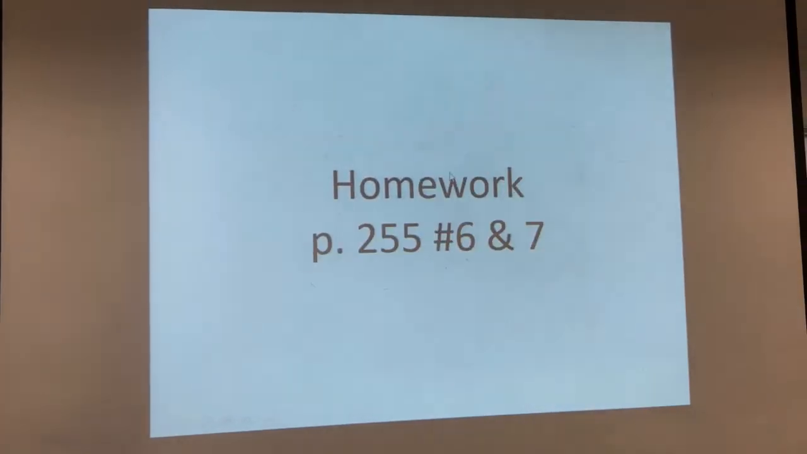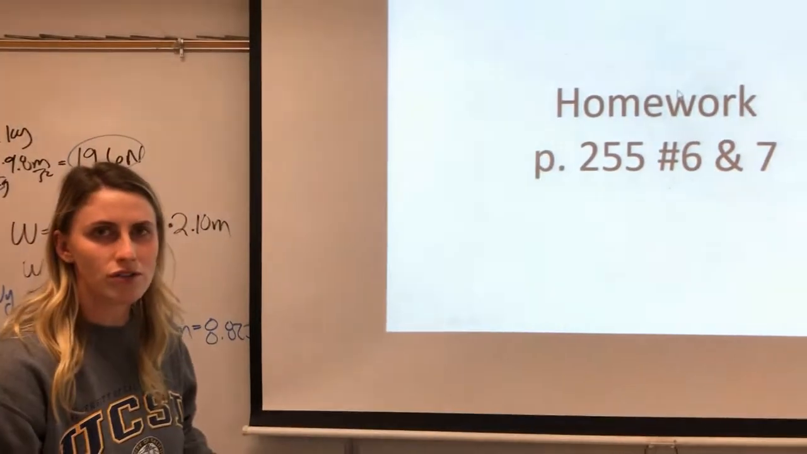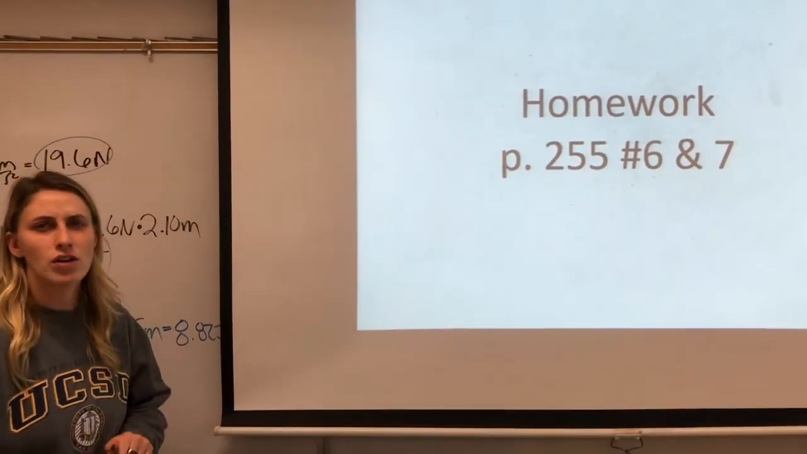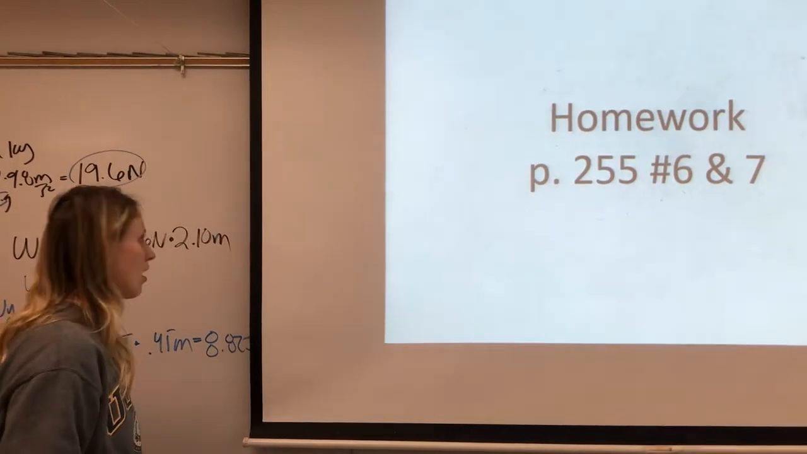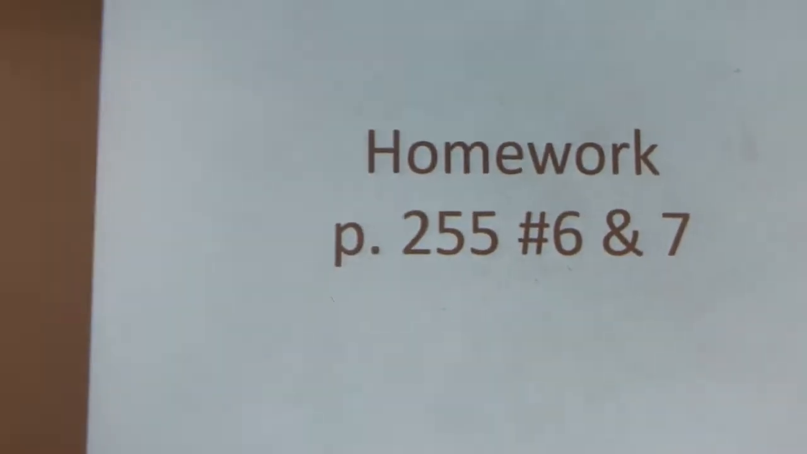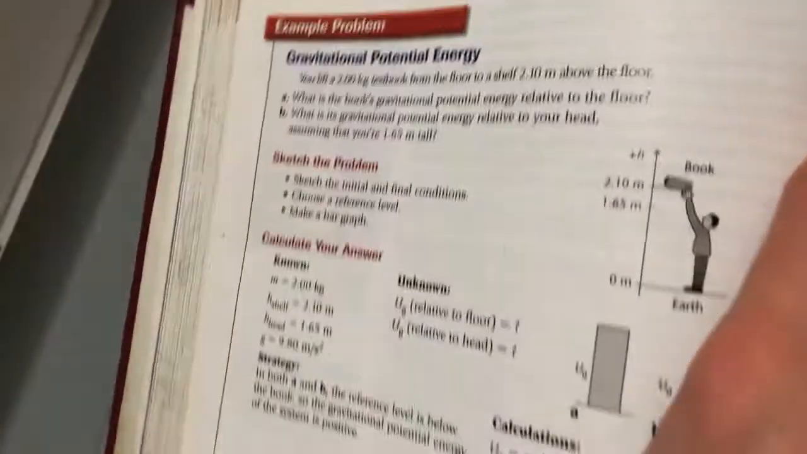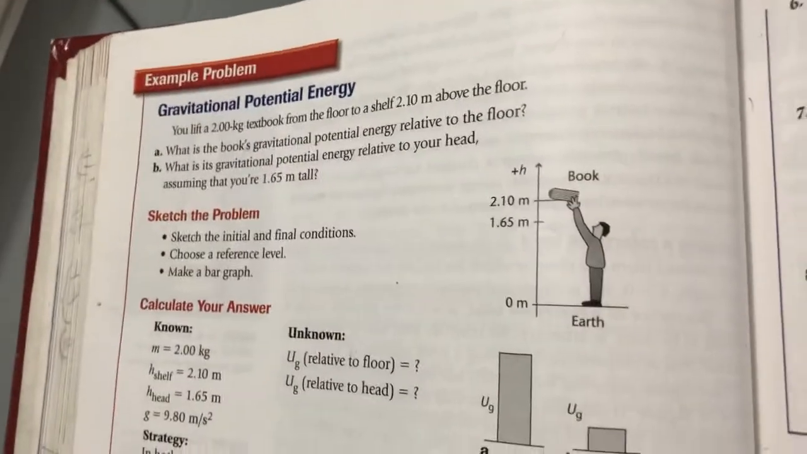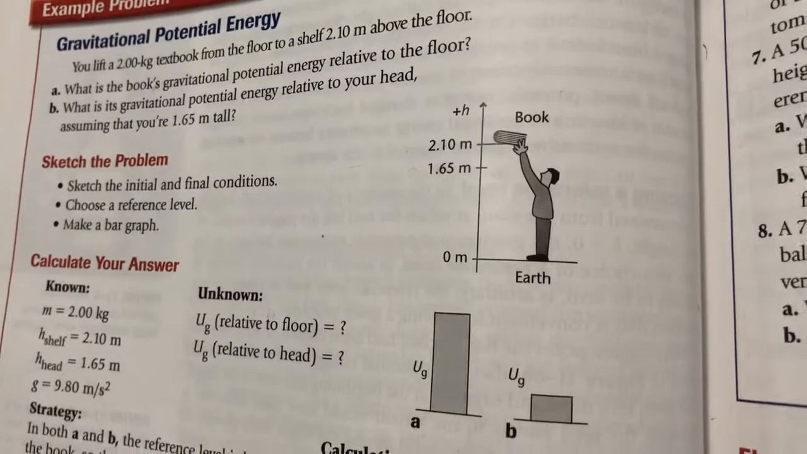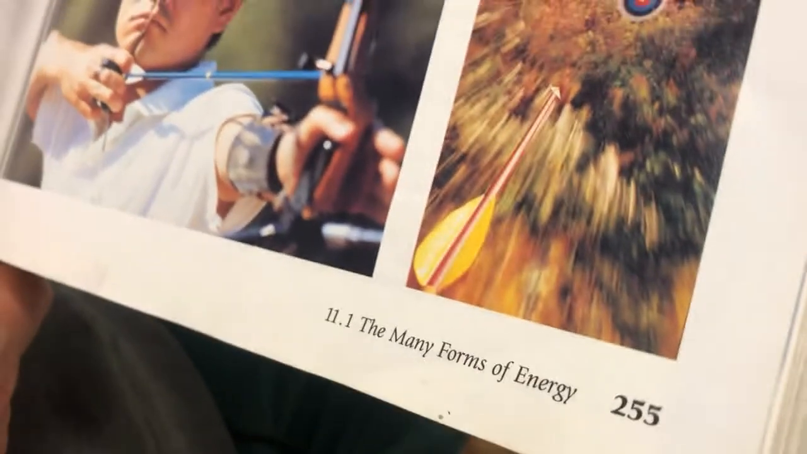Your homework: we're going to go over how to draw some of these in class. Your homework is going to be page 255, numbers 6 and 7. By the way, if you're struggling, look at the thing we just did, the 2.10 and 1.65. So page 255, 6 and 7. Go to it. Good luck.